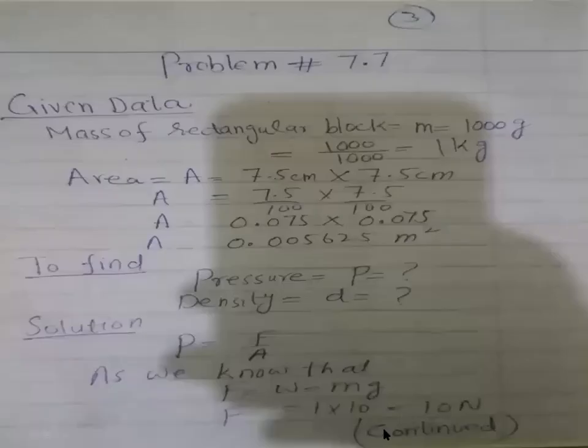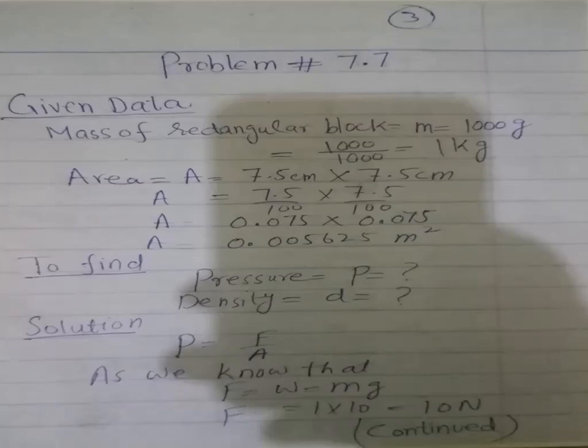Now I'm moving towards problem 7.7. I read the numerical statement first for you. A uniform rectangular block of wood 20 centimeter by 7.5 centimeter by 7.5 centimeter and a mass of 1000 grams stands on a horizontal surface with its longest edge vertical. Find the pressure exerted by the block on the surface and density of the wood.